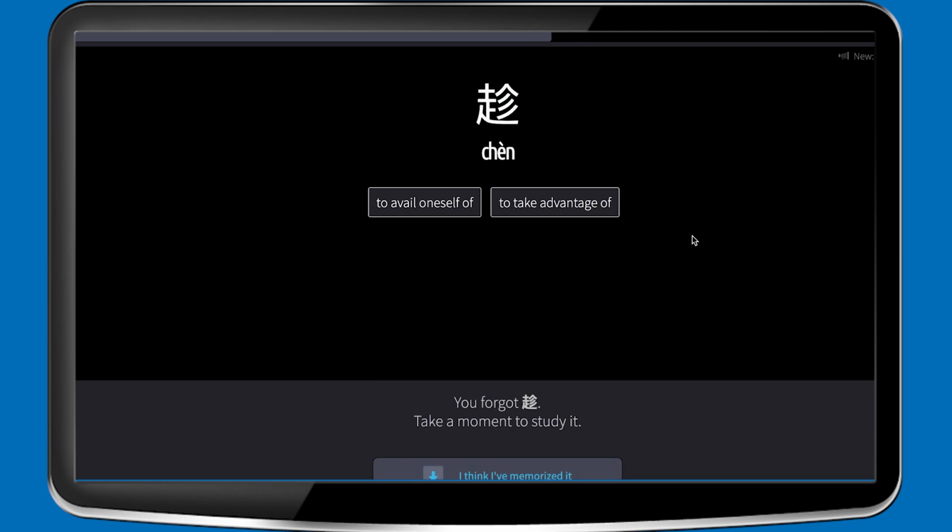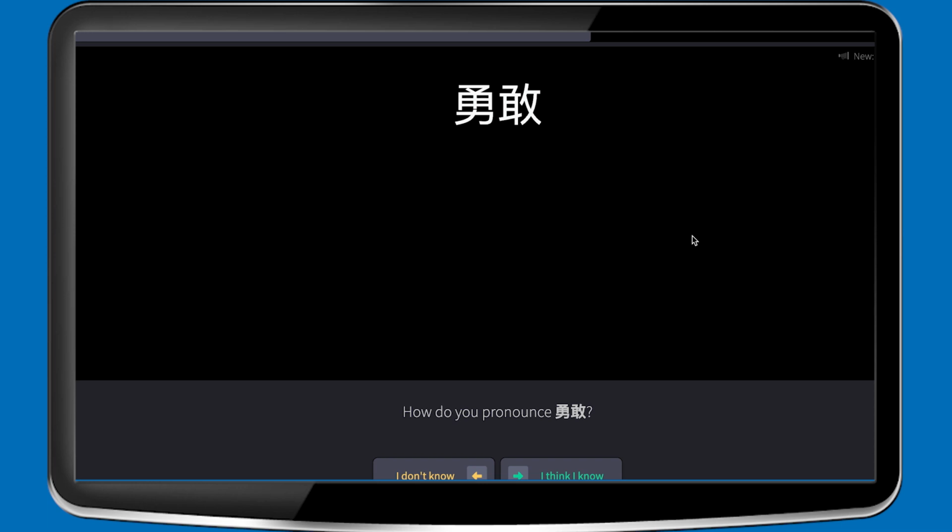And then it said, you forgot. Take a moment to study it. So I'm going to try and remember it for a second here. And I think I've memorized it, so I hit the down arrow. And then I go to the next one. And then what will happen is that Chen will appear again in this study session if I have the time.